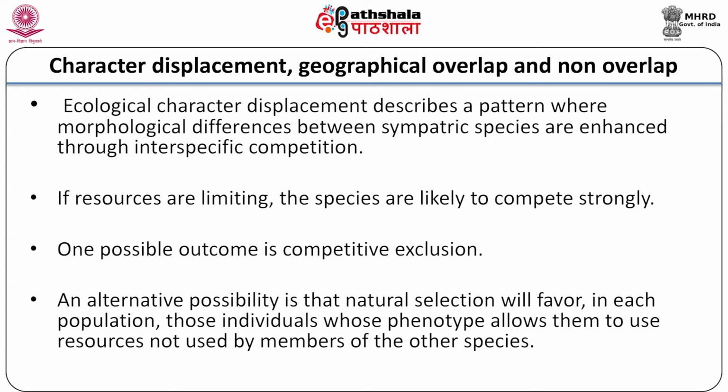But another possibility is that natural selection will favor, in each population, some of the individuals whose phenotype allows them to use resources not used by members of other species. The outcome may be that the populations diverge in phenotype and resource use, thus reducing resource competition and permitting coexistence.